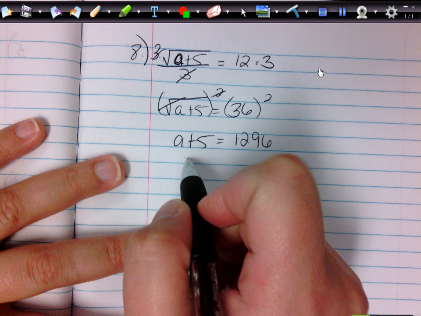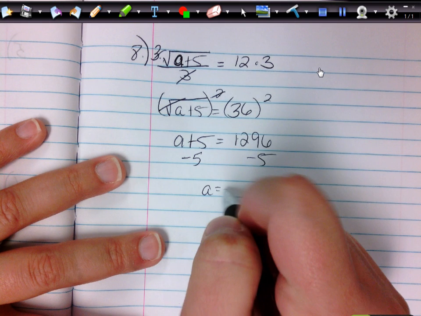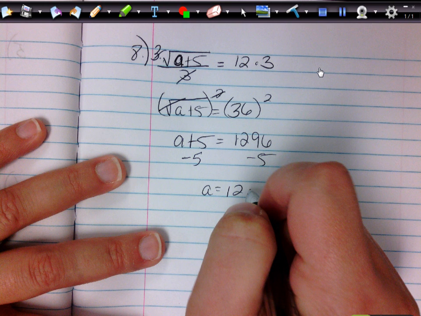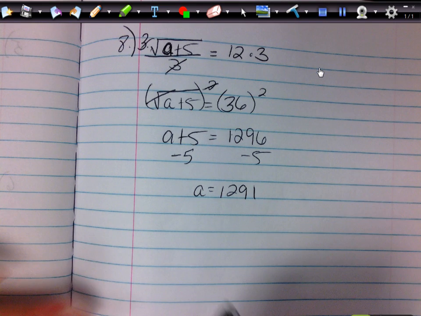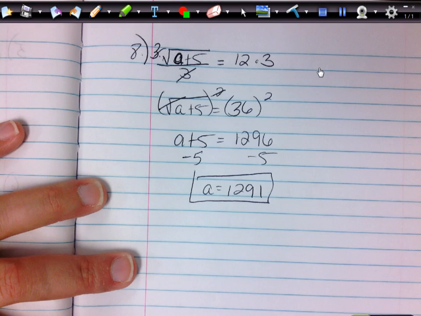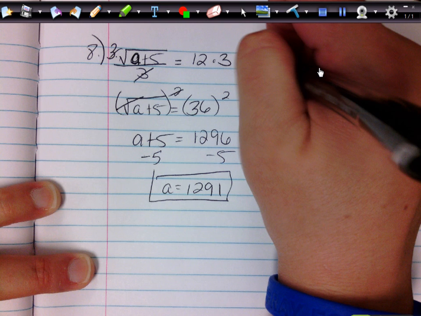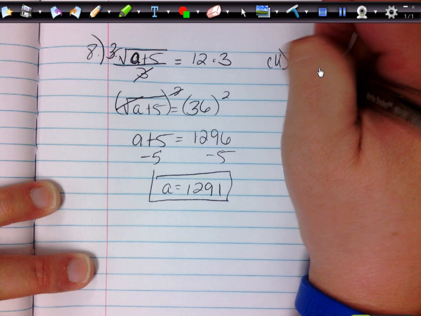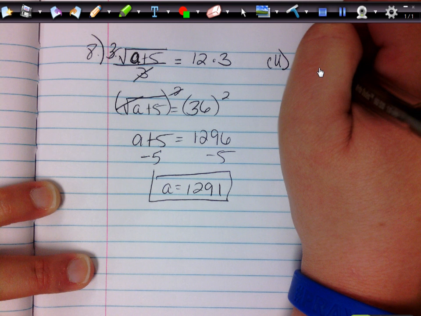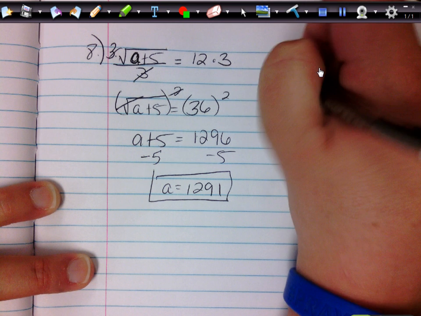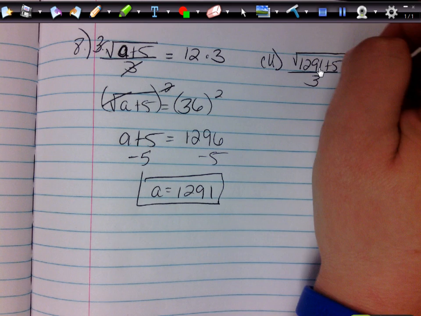I still need to move this plus 5, so I'm going to subtract 5, and a equals 1,291. So there's my a. Now that it's by itself, I know I'm finished. I've solved for it. I know what a is equal to. Again, we need to make sure we come over here and check. We have the square root of 1,291 plus 5, all divided by 3. We want to make sure that gives us 12.